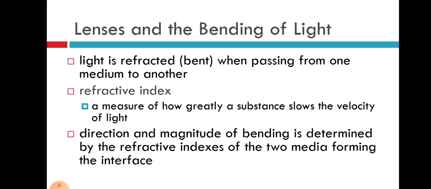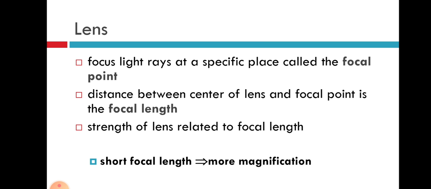Understanding the microscope requires knowing about length and bending of light. Light is refracted or bent when passing from one medium to another. This refracted light is measured by refractive index. Refractive index is defined as a measure of how greatly a substance slows the velocity of light. Direction and magnitude of bending is determined by the refractive indices of the two media forming the interface.